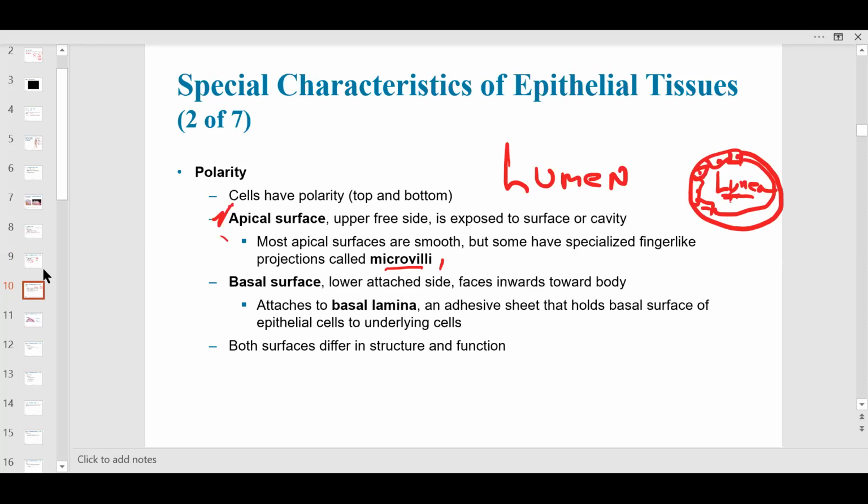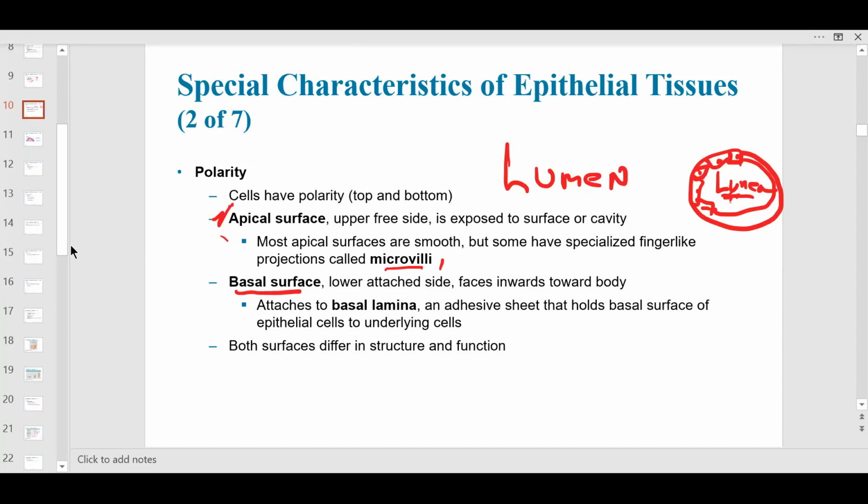The trachea, which is for oxygen, carbon dioxide, and other gases to go into your lungs, has a lumen. And the trachea is surrounded by pseudostratified columnar ciliated epithelium. This is the way you got to start thinking now for this part. And the bottom surface is the basal surface. And there's a basal lamina, which we like to call the basement membrane. You just have to know that.